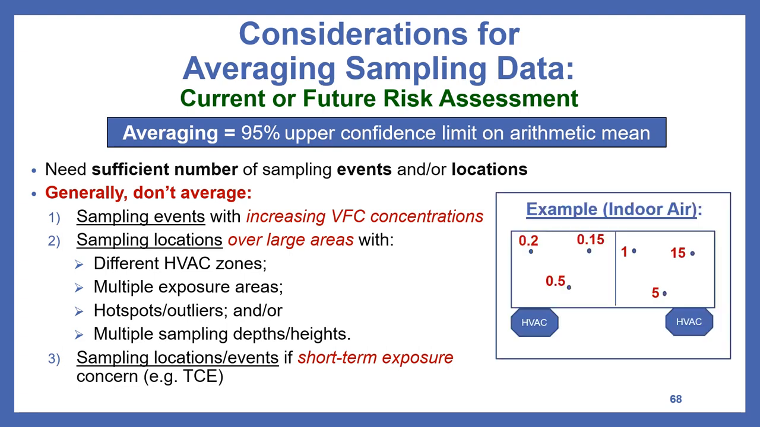Now I'm going to go through this example, looking at indoor air data and deciding whether we should average this data or not. So here we have a multi-unit building. There's 2 units with 2 exposure areas, 2 different HVAC zones. And in addition, we have higher concentrations on the right unit versus the left unit. And so for this example, it's pretty clear that we don't want to average because we have the different HVAC zones, the different exposure units, and the hotspot area.